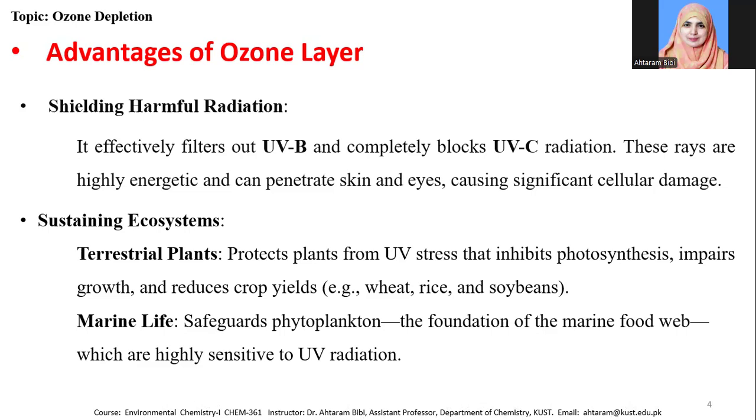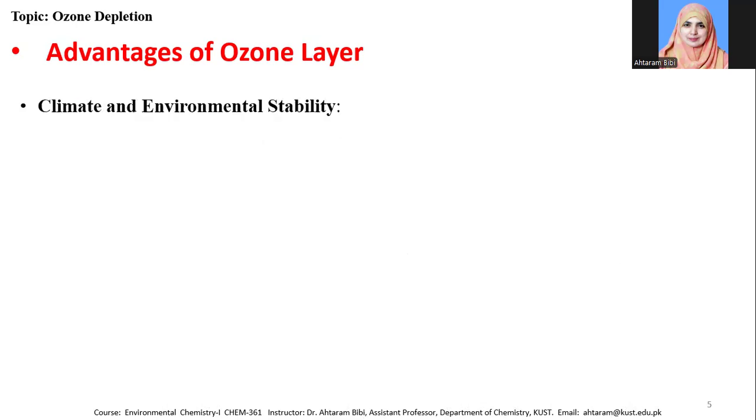It also impairs growth and reduces crop yield, and specifically wheat, rice, and soybeans are affected by UVC and UVB radiation. The second ecosystem is marine life, and the ozone layer safeguards phytoplankton, the foundation of the marine food web, which is highly sensitive to UV radiation, specifically UVB and UVC radiation. So, if UVB and UVC radiation fall on oceans, it can stop the food chain and affect the marine ecosystem.